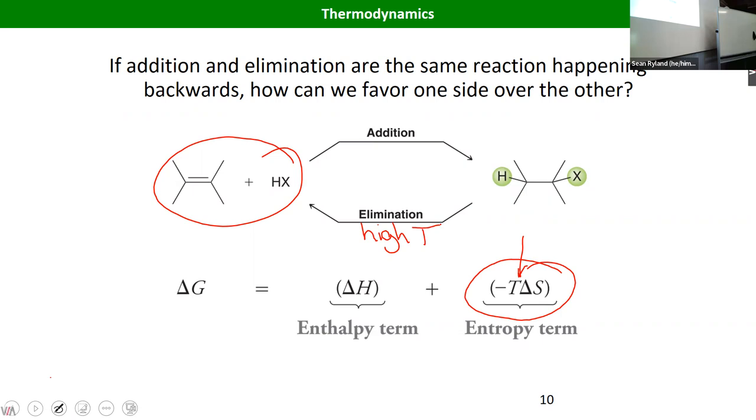On the other hand, pi bonds are less stable than sigma bonds, right? So if we took entropy out of it by going to a low temperature, we're going to favor the addition reaction.